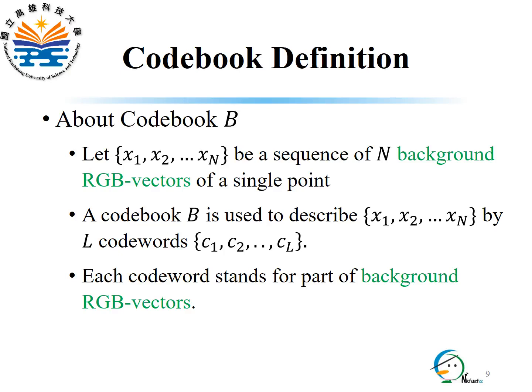Here, we give the definition of a codebook. Let S1, S2 to Sn be a sequence of n background RGB vectors of a single point. A codebook B is used to describe the sequence by L codewords C1, C2 to CL. Each codeword stands for part of the background RGB vectors.